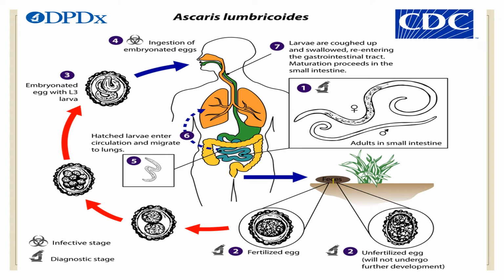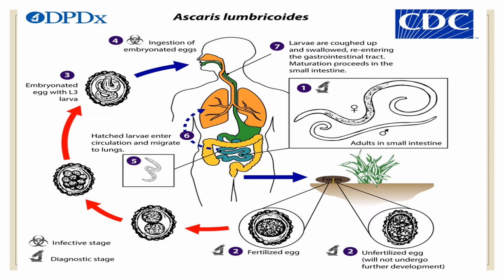Okay, so this is about the disease that is caused by the nematode Ascaris lumbricoides. So the first stage of this disease is the adult worms that live in the lumen of the small intestine. A female worm may produce approximately 200,000 eggs per day, which are passed with the feces. So the feces have two kinds of eggs.